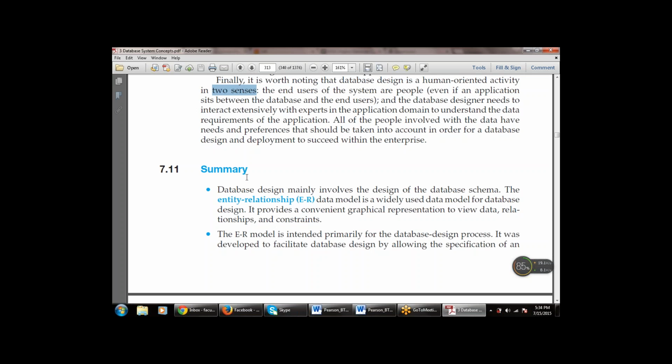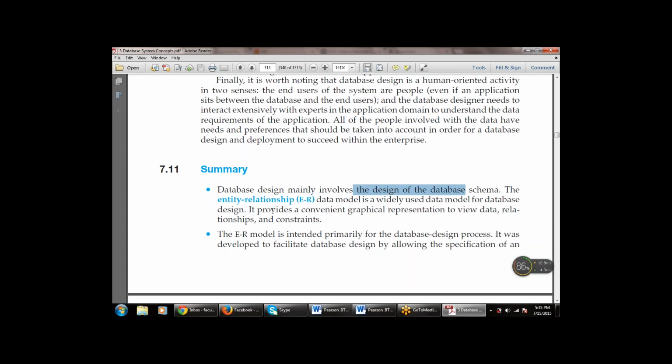Now next is the summary. That is a summary of this chapter. Database design mainly involves the design of the database schema. The ER data model is a widely used data model for database design. So this is the first step. We are winding up with the chapter. This is the summary.